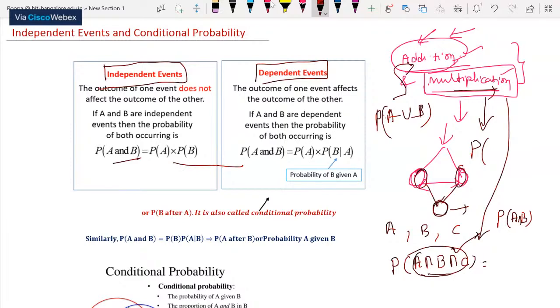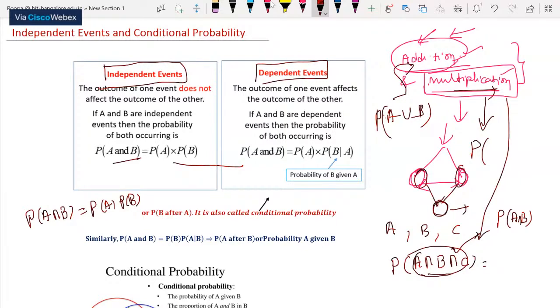In the multiplication theorem, suppose events are independent, then the probability of A intersection B can also be written as the product of their probabilities. Independent means, as written in my notes, what's the definition? The outcome of one event does not affect the outcome of the other. Then we say that both events are independent. And next, suppose they are dependent.